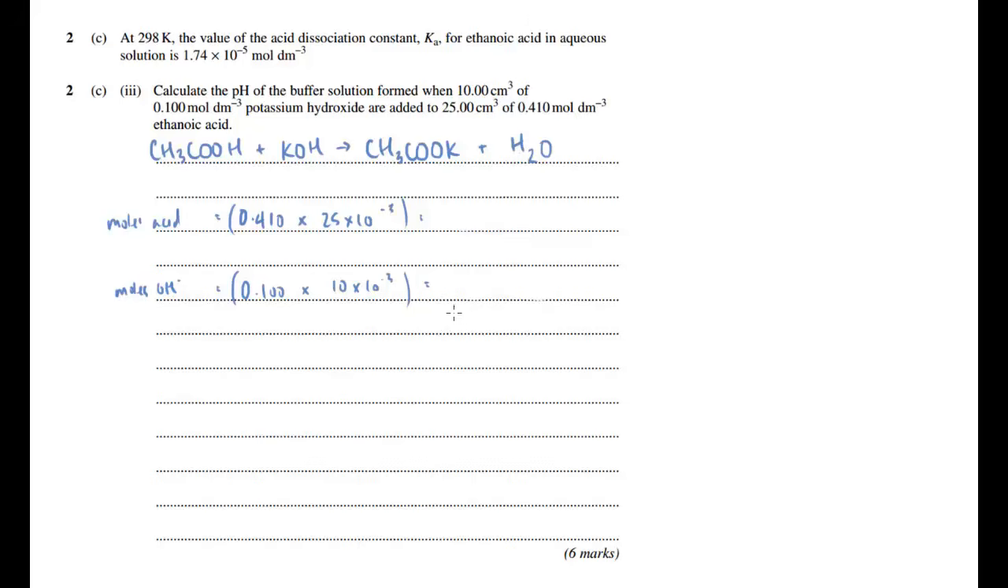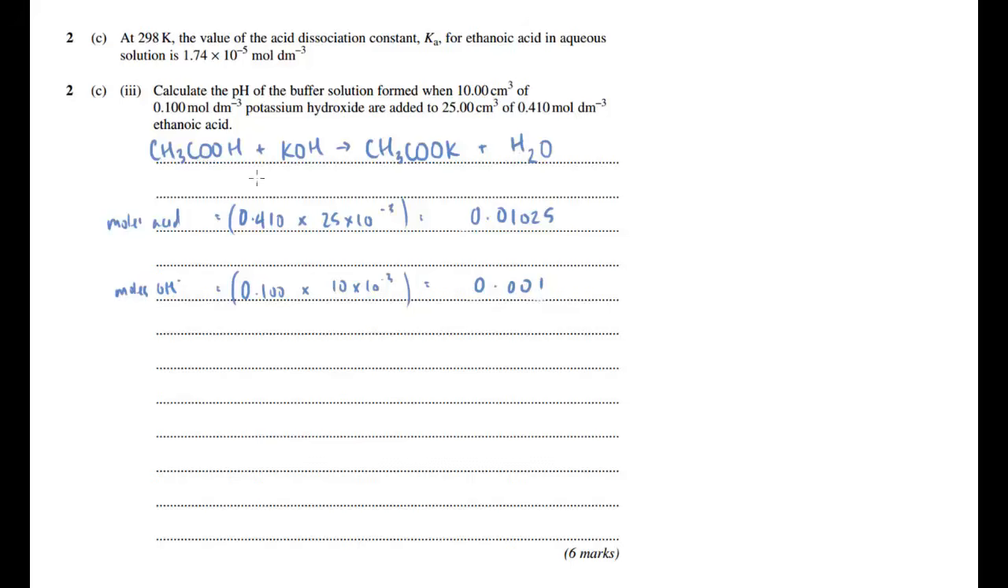So if we put these values in, what we find is that the moles of the acid are 0.01025, and the moles of the hydroxide added are 0.001. So we have two values here. Now, this involves a bit of getting your head around this and a bit of thinking, but it's very, very logical. I've added some hydroxide ions, and I've added 0.001 moles. Originally I had 0.01025 moles of my acid.